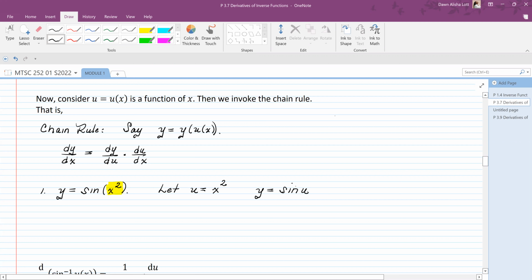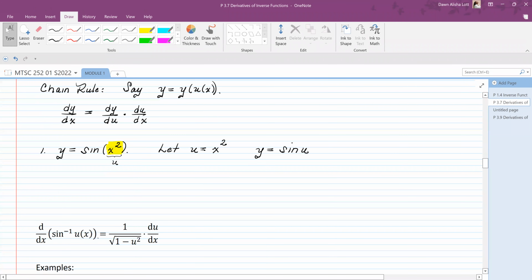Does everybody see that? So if I let this inside function be u, then really I have y is equal to the sine of u, where u is equal to x squared. Is that clear? For those of you who weren't quite sure, is that clear? Yes. Okay. All right, so now we need to find the derivative of y with respect to u. So y is sine of u.